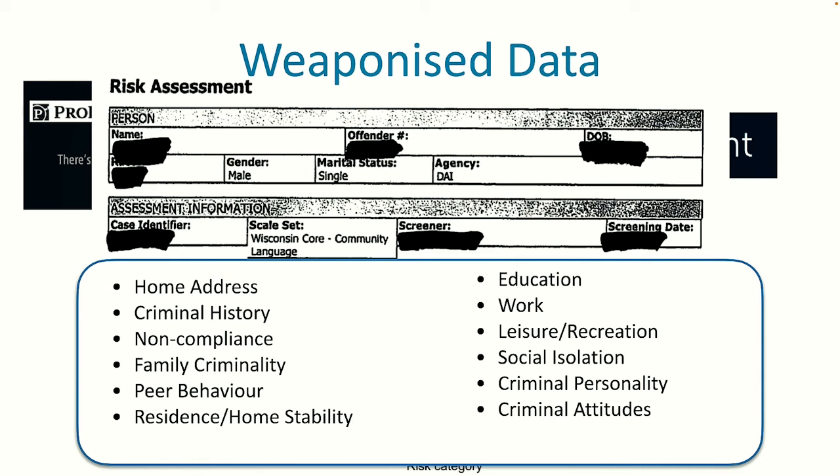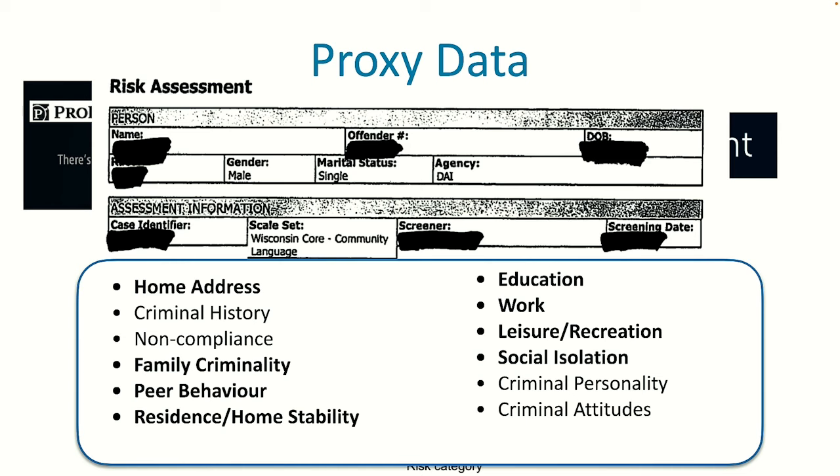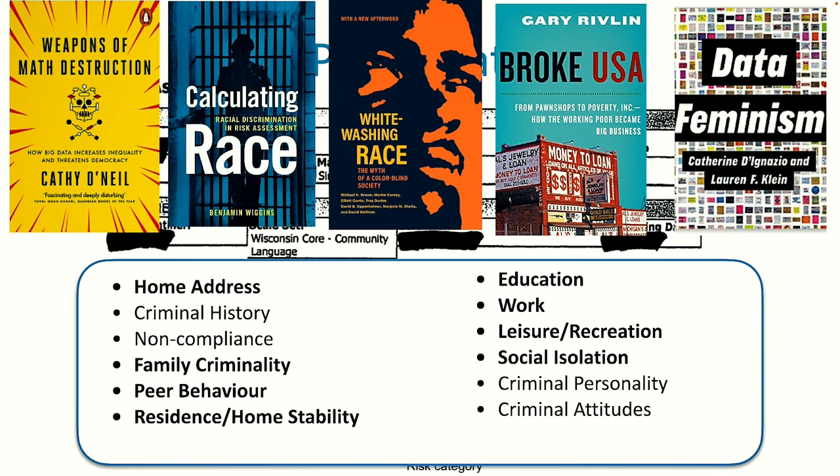And the problem here is that some of the questions asked in these categories are what is known as proxy data. So we're not specifically asking what race somebody is, or what gender they are, or what their poverty level is, but we can infer it quite easily from this data. And there have been a lot of studies showing just how dangerous this is, even when companies don't realize that they're doing it.